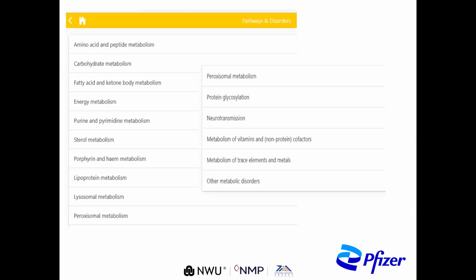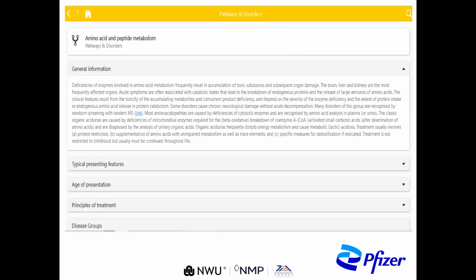So 15 metabolic pathways and their associated disorders are also discussed. As you can see, it is quite comprehensive as it includes disorders of small molecules, complex molecules, as well as energy utilization and production. If you select a specific metabolic pathway, in this case, amino acids and peptides, it gives you a short overview of the disorders.